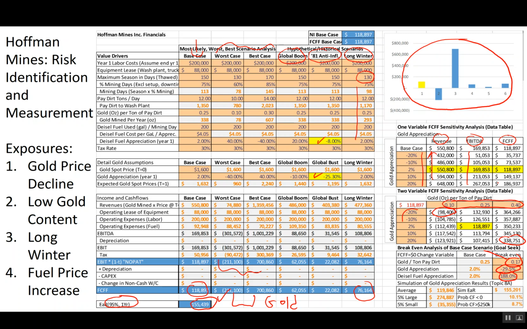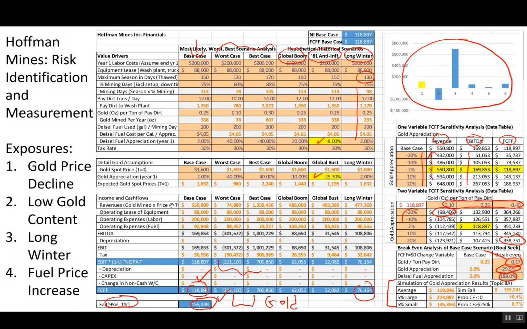In other words, we're 95% confident that our cash flows will not be $155,000 less than the expected of 188. Or the other way of looking at that is there's a 5% chance our cash flows will be $155,000 less than expected.